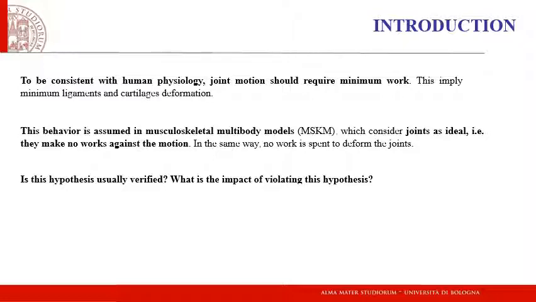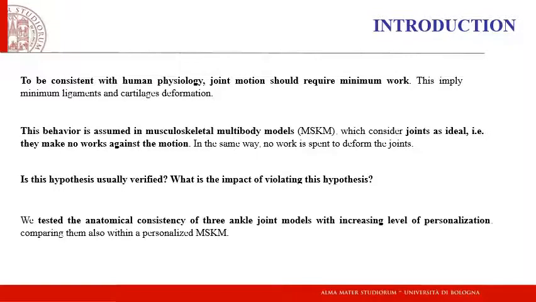So we ask ourselves whether different models respect this hypothesis, and in that case, what will be the impact of violating this hypothesis. To this aim, we tested anatomical consistency of 3 ankle joint models with increasing level of personalization, comparing them also within personalized musculoskeletal models.